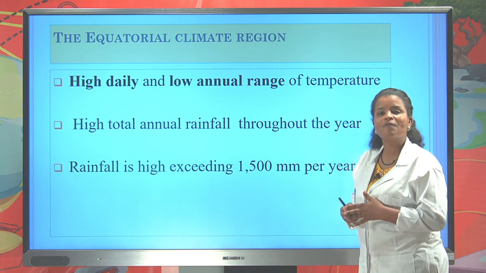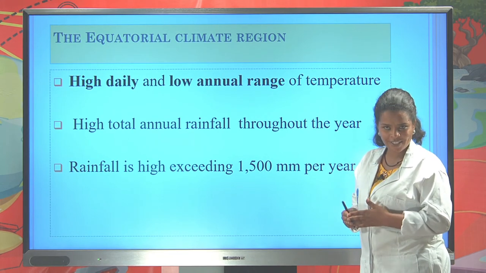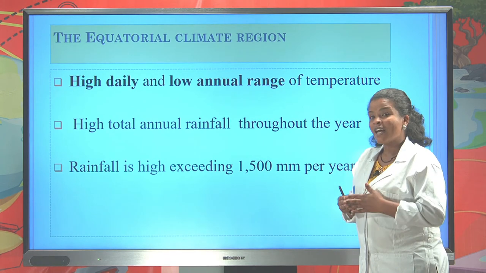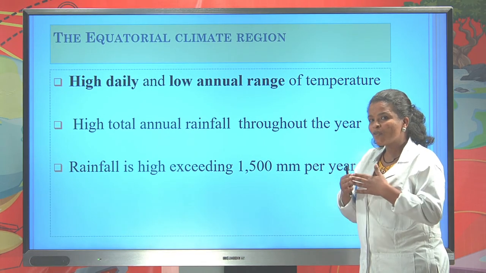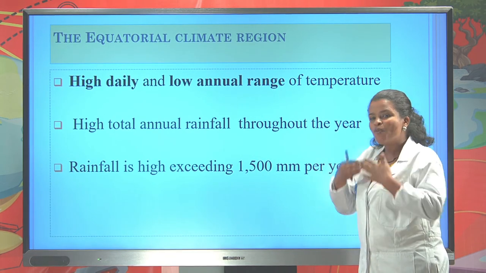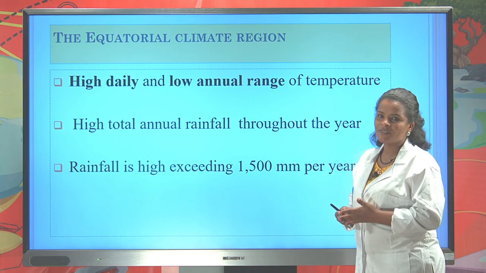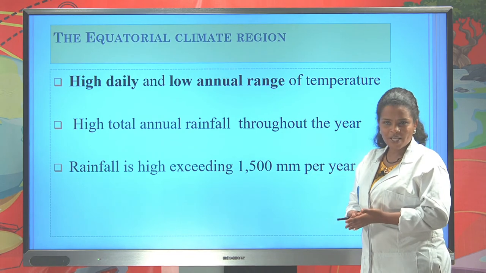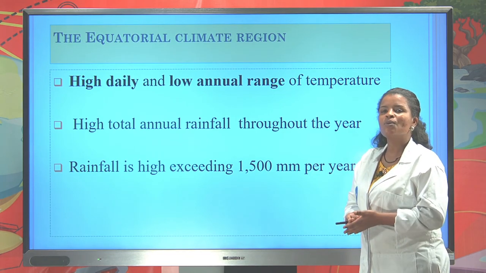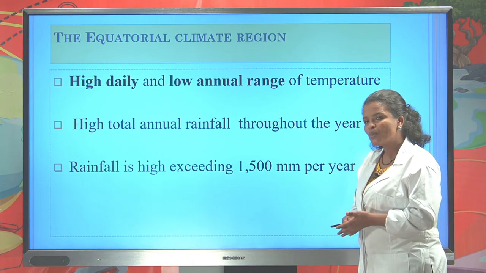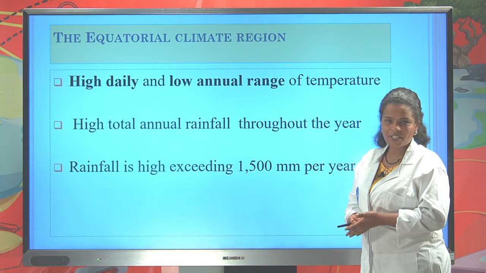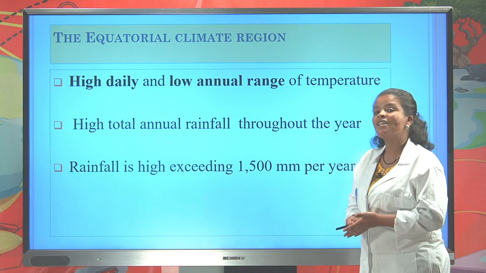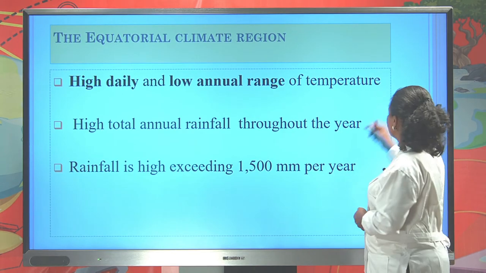Convectional type of rainfall is formed because of intense heat. So the equatorial climatic region has high temperature because of the high angle of the sun, so the type of rainfall is also convectional. And it has high rainfall throughout the year. It is between 1,500 up to 2,500 millimeters, because this rainfall is the result of onshore wind.